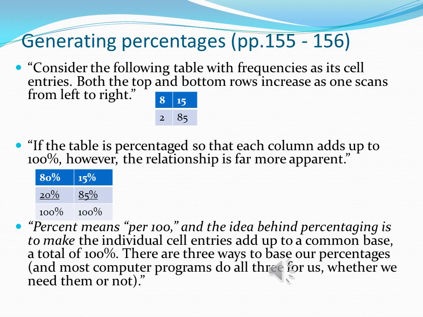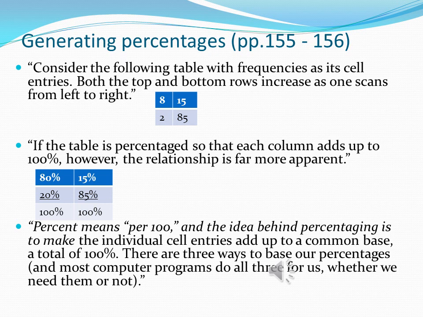The next bullet point: if the table is percentaged so that each column adds up to 100, however, the relationship is far more apparent. Notice on here, they're changed to percentages. The 8 becomes 80%, the 15 becomes 15%, the 2 is 20%, and the 85 is 85%. And when you add those columns together, 80 plus 20 equals 100, and 15 plus 85 equals 100. Just stay with this. You'll see the table in the next one, how this works.